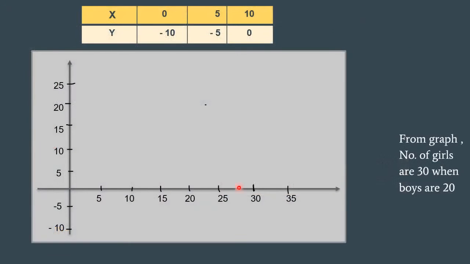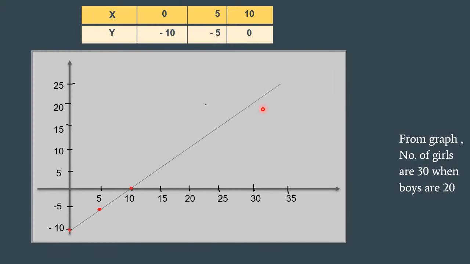Okay, now these are the x and y axes. x is the number of girls and y is the number of boys. When x is equal to 0, y is equal to minus 10, so y will be minus 10 here. When x is equal to 5, y is minus 5, so the point will be here. When x is equal to 10, y will be 0. Now you need to draw a straight line joining these points.